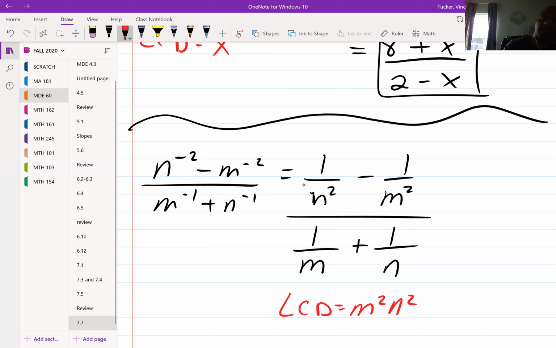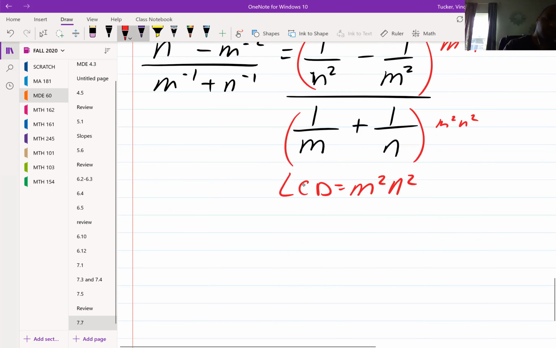So remember, you take each different one you see, which is m and n, and then you take the highest power of the different ones that you see. So it'll be m squared times n squared. And then you multiply each by whatever you call the LCD.